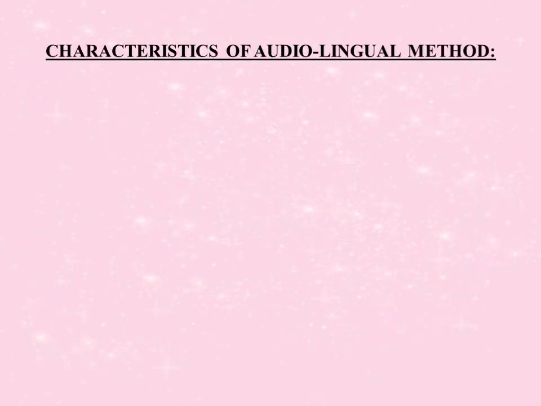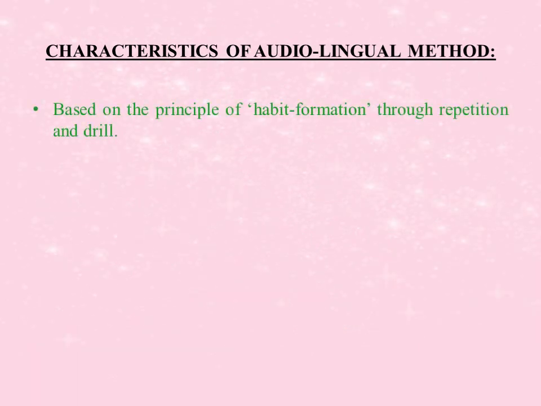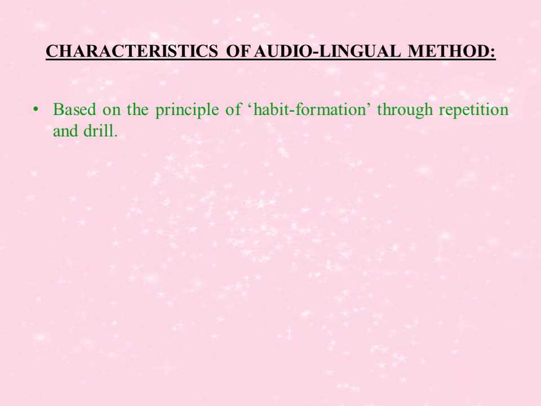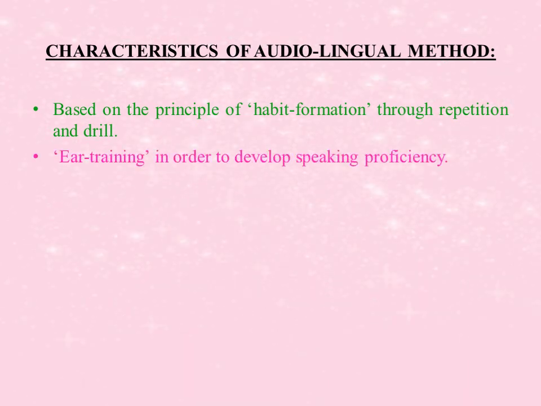Let us see the characteristics of the audiolingual method. This method is based on the principle of habit formation, so repetition and drills are used to teach structural patterns. It also believes in the ear training process, which means that in the learning of a foreign language, ear training is important in developing speaking proficiency. It also helps in the articulation of sounds, memorization, and internalization of proper auditory sound images.